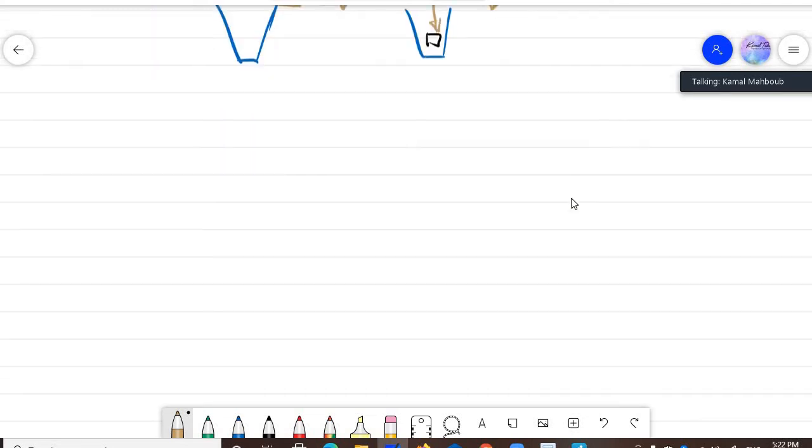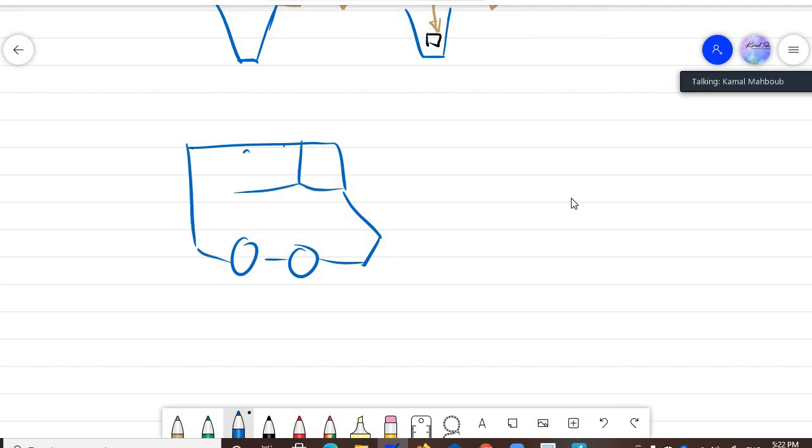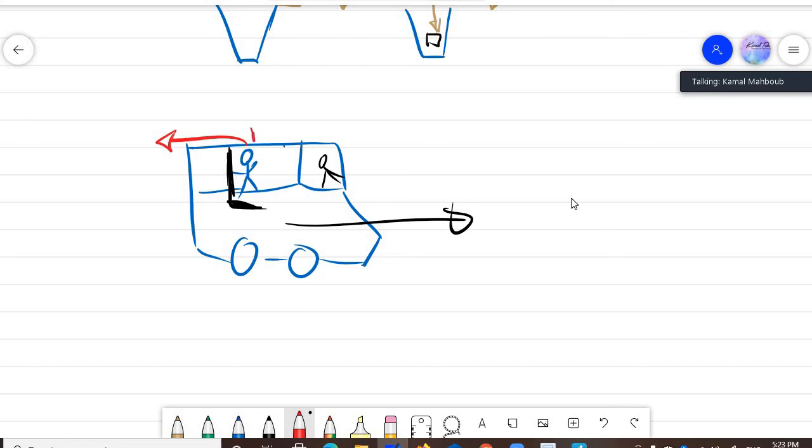Another example. Suppose that you are in a car and your father is driving this car. That's you here inside the car. Now suppose your father suddenly moves the car. What will happen to your body? You can feel that. You feel your body moves back, right? Why? Because of inertia. You were at rest, and now the car is in motion. You want to stay at rest, so your body makes this movement back.